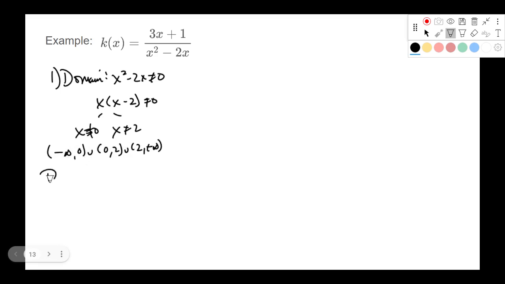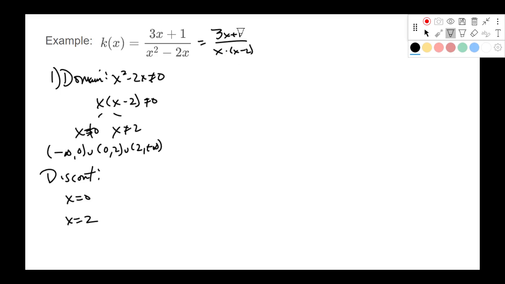Now, my discontinuities are at 0 and 2. So let me come back up here. The denominator, I know it factors as x times (x minus 2). The numerator cannot be factored. It stays as 3x plus 1. So I can't do anything with that at all.